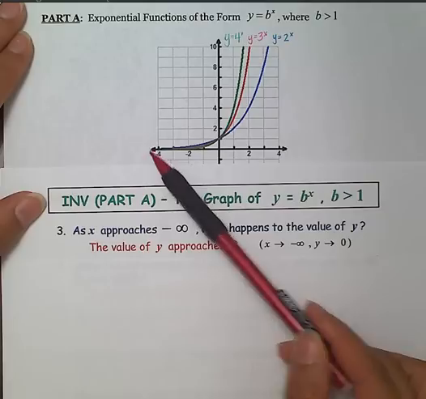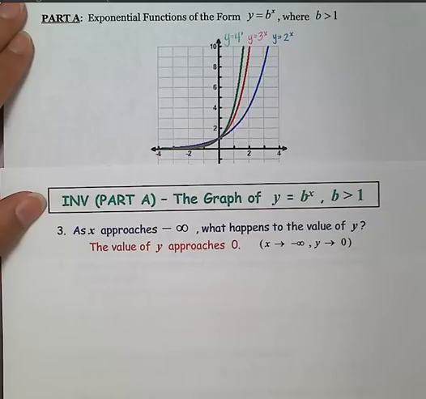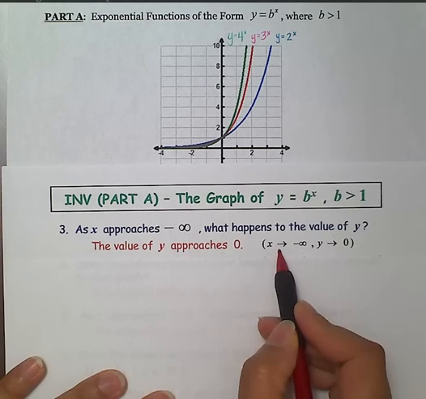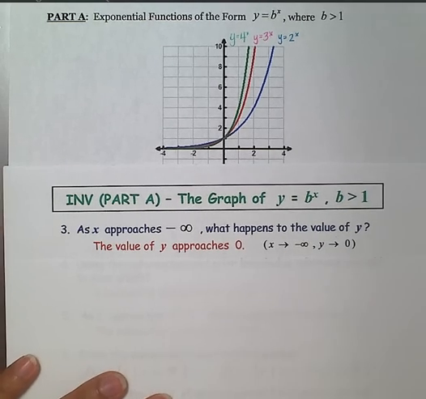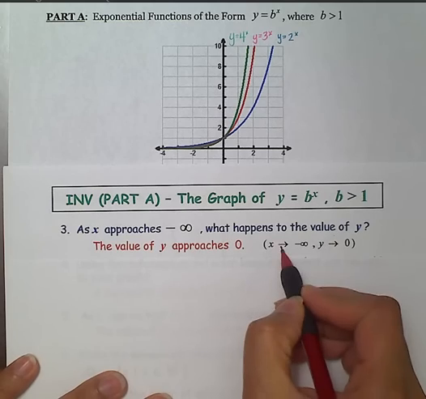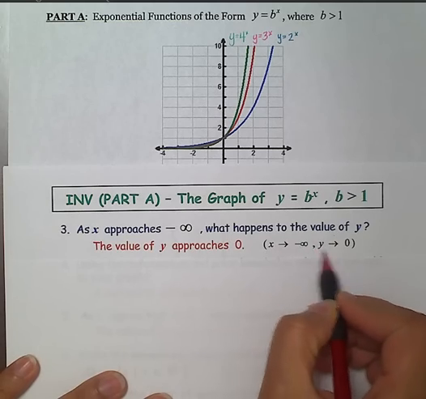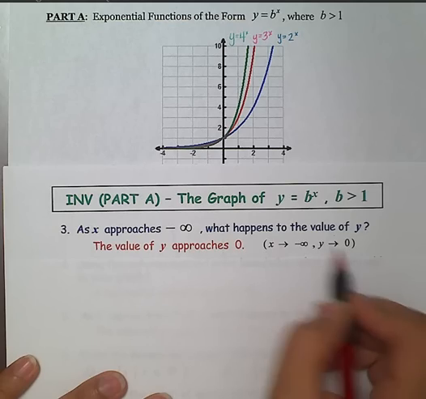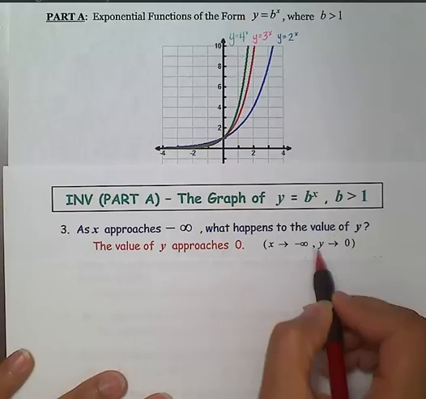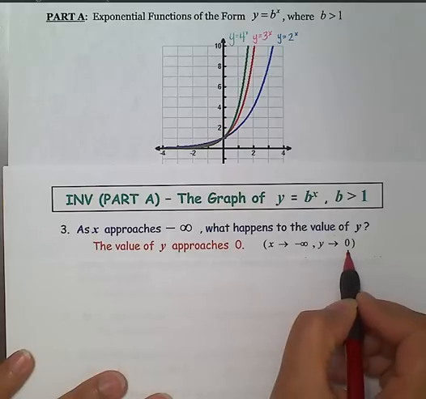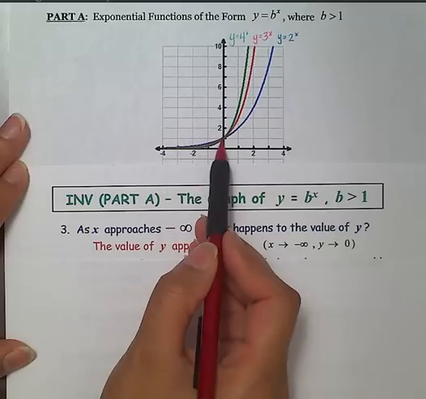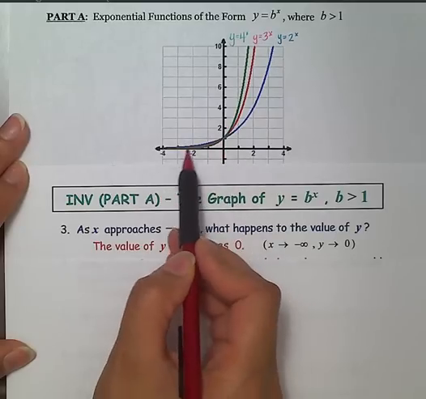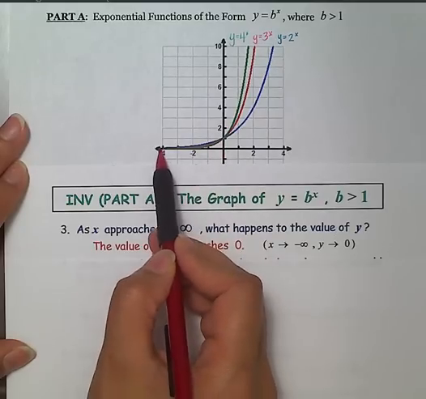One of the new notations you're going to look at uses an arrow to indicate the word approaches. All this really says is, as x approaches negative infinity, y approaches 0. So as x gets smaller and smaller, y gets smaller and approaches 0. We can see that all three of the functions get closer to y equals 0, but they never touch it.